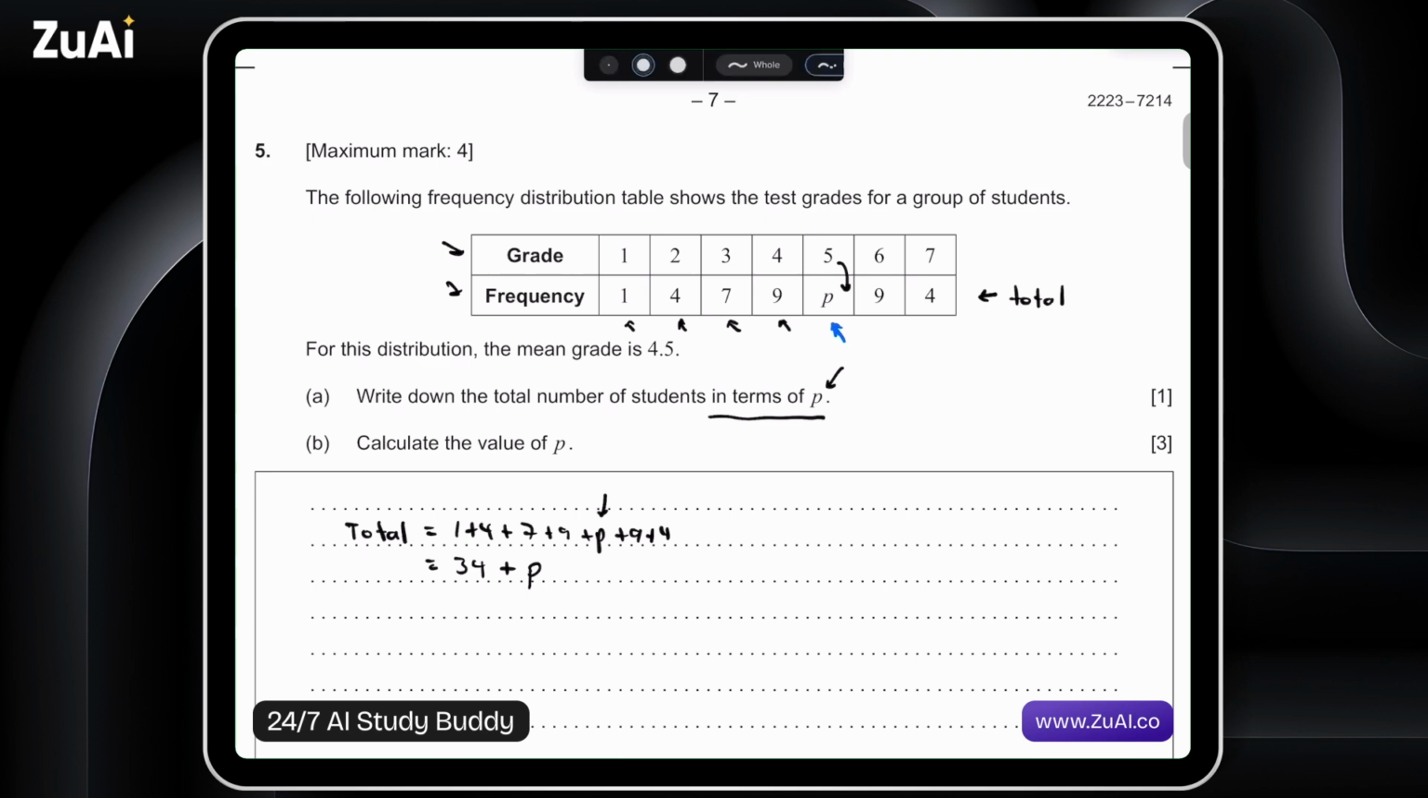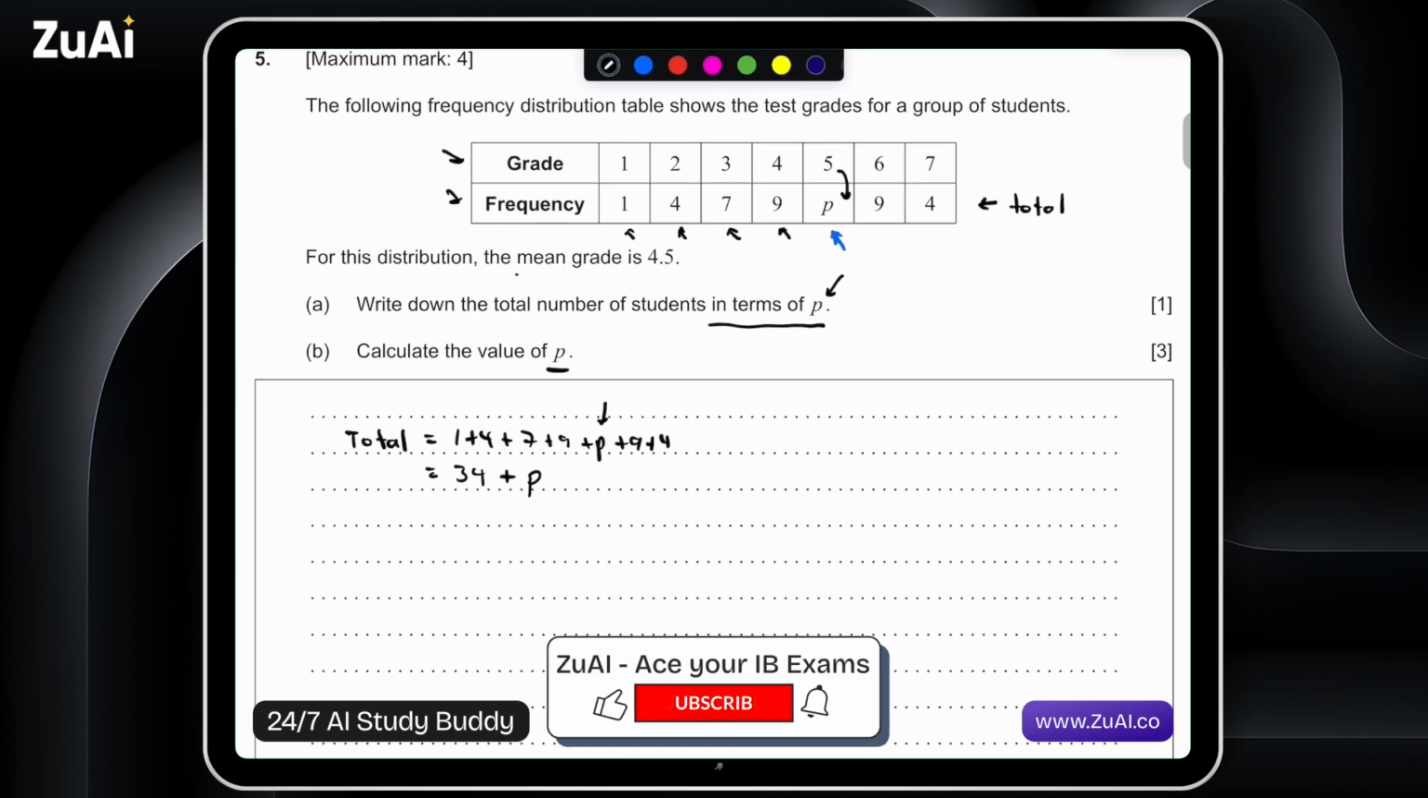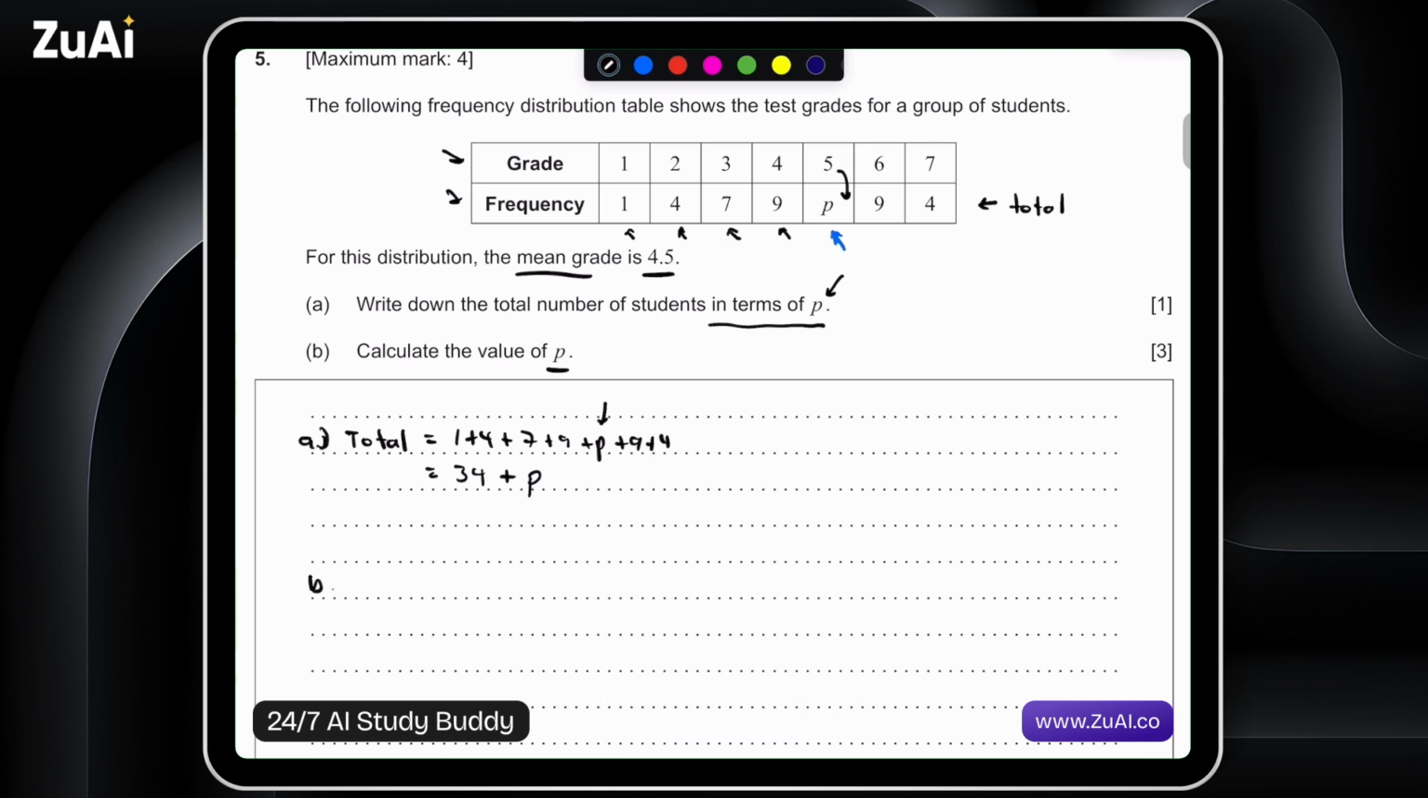Here they ask us to calculate the value of P. So the value of P, and in this case we're going to look for an equation. They told us earlier that the mean grade was 4.5. The question is, how can we create an equation to incorporate that and then solve for P? So let's go ahead and see if we can work that out. So what do we know? The mean itself is equal to the sum of all values over the total number of values. In this case, the total number of students.